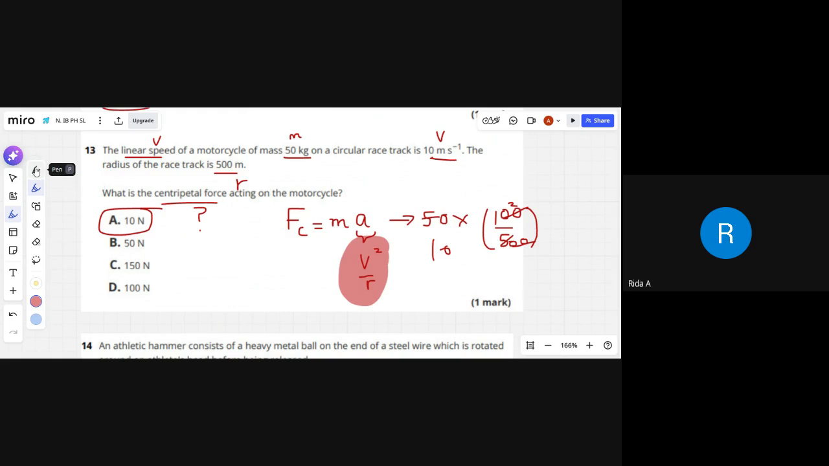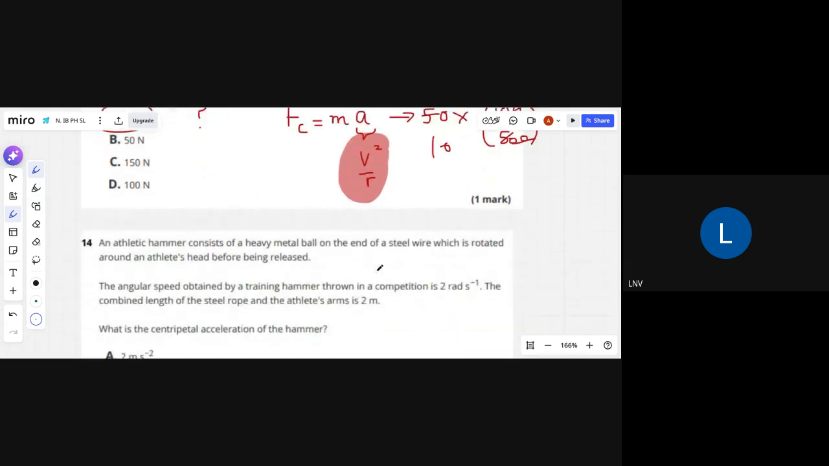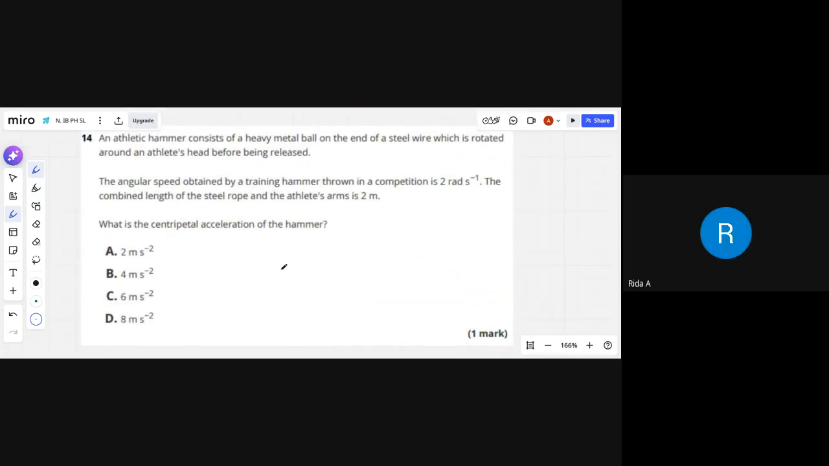Yeah, that's really good. So since acceleration has two formulas, if you have omega given, try to go for the omega squared r formula. But if you have v given, we'll go for this one. Right? Okay. Perfect. Let's move on to the next one.